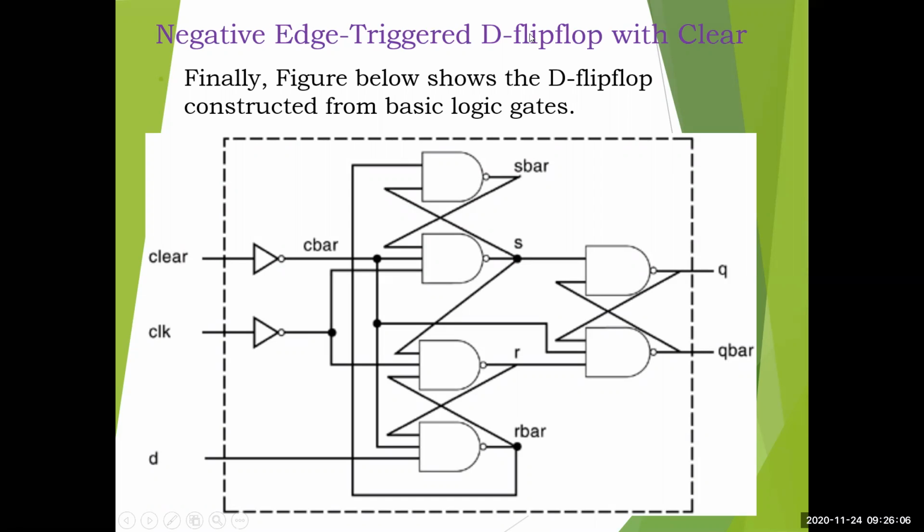Okay, so this is a little complex but very simple. You have the clear signal, clock, and the D input signal. That's what is there in the D flip-flop as reset. Now, clear: first NOT gates are used for C bar, and the clock is also inverted.